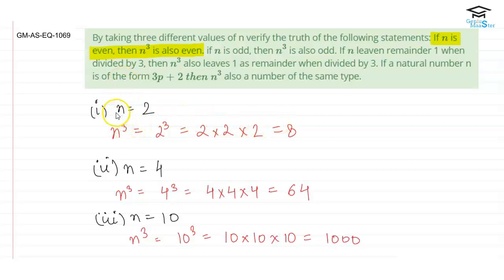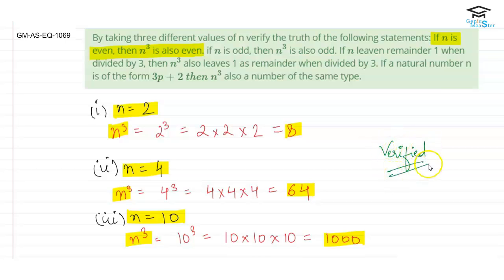So here we can see that n is even, so n cube is also even. So our first statement is verified. Now the second statement is, if n is odd, then n cube is also odd.